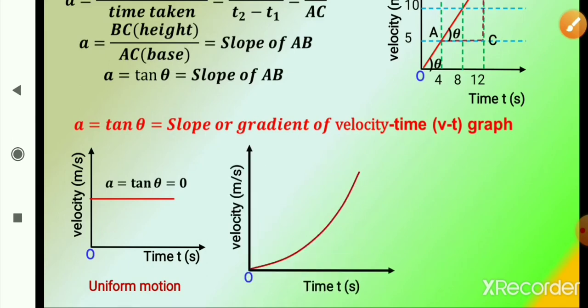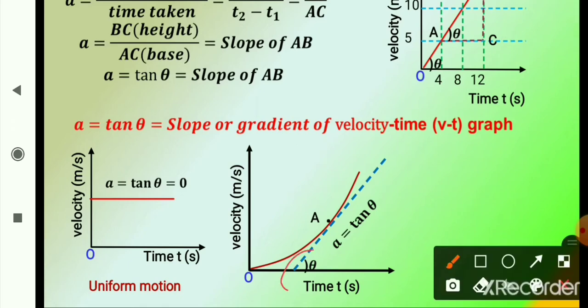For a graph like this, a velocity time graph, you can find the slope this way, and here acceleration is equal to tan theta, the slope of this tangent. So अगर आपके पास नॉन यूनिफॉर्म मोशन है तो जिस पॉइंट पर आपको एक्सेलरेशन निकालना है उसी पॉइंट पर आप एक टेंजेंट ड्रॉ कर देंगे.